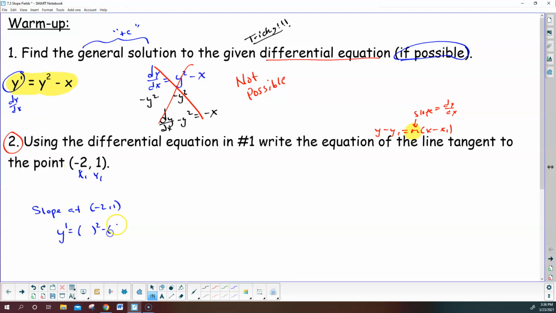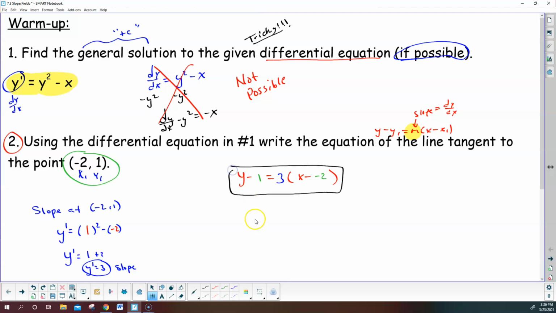So it says take y and square it and subtract 1. Well, y1 is 1, x is negative 2, and when I simplify that, I get y prime equals 1 plus 2, or y prime equals 3. And remember, that is the slope at this given point. So to write the equation of the tangent line, I know my slope. My slope is 3. I know x1, y1. And technically, I could leave it like that. I'm officially done here. This is the equation of the tangent line.